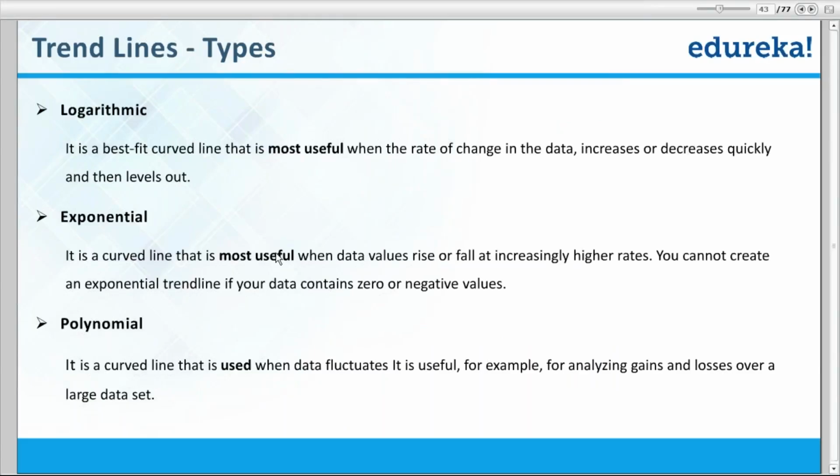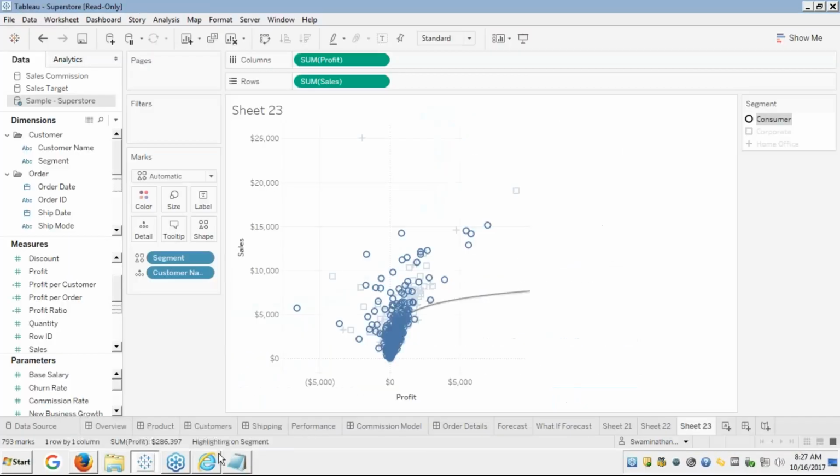So when to use the logarithmic model? It is best fit when the rate of change in data increases or decreases quickly and then levels out. Then this model is useful. So in the consumer segment, if you see the rate of change in data, it spikes up suddenly and then it goes normal. In that case, the logarithmic model will be more suitable.